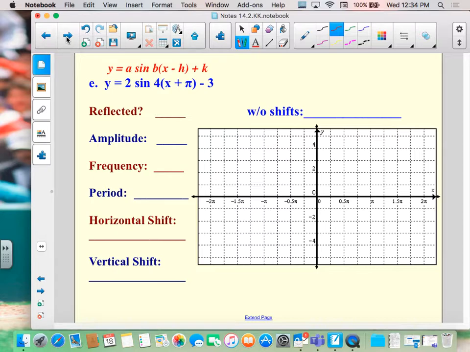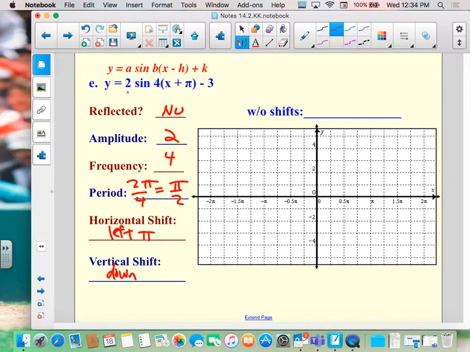Here's another sine. We're going to quick whip through it. It's got everything right here. It is not reflected. A is 2. B is 4. 2 pi over 4 is the same as 1/2 pi. This one is to the left pi. And this one is down 3.